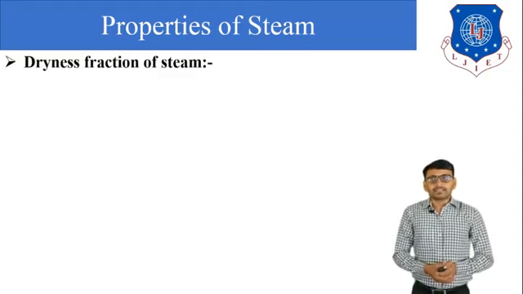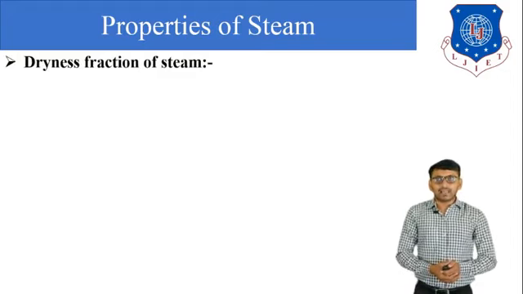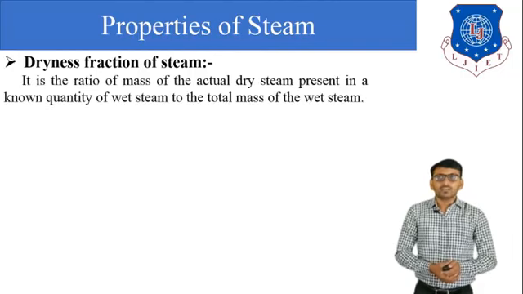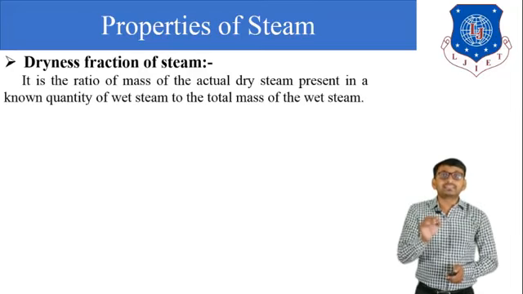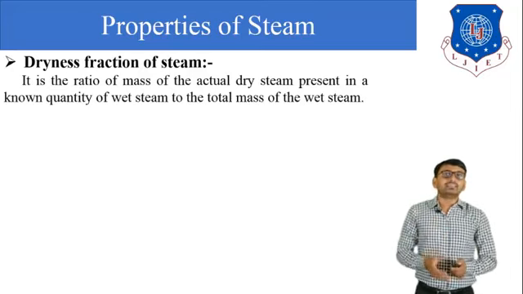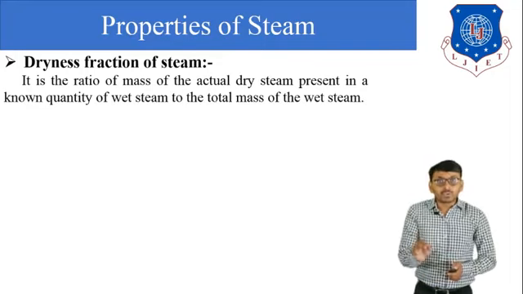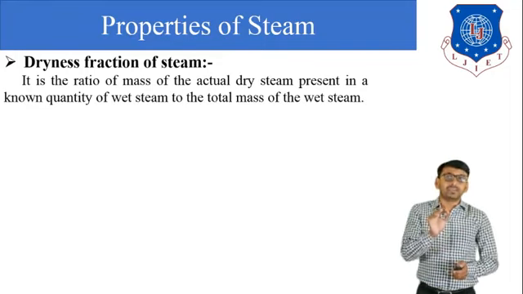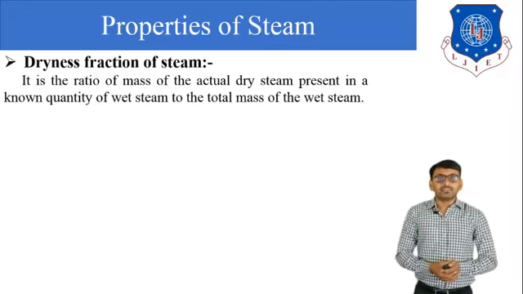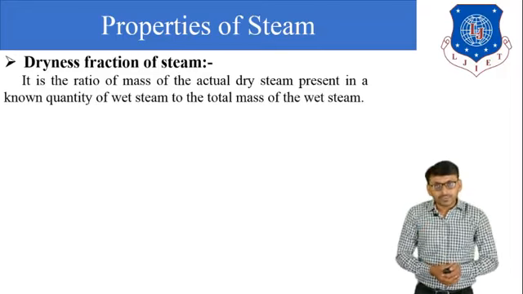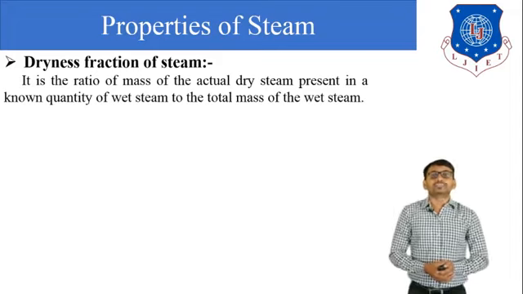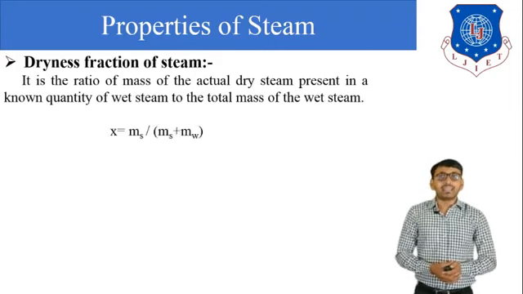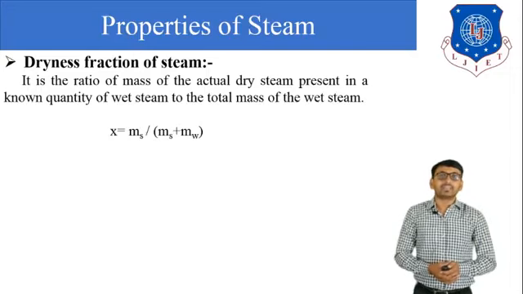Now we discuss two definitions. First, dryness fraction of steam. It is the ratio of the mass of dry steam present in the wet steam to the total mass of wet steam. It is denoted by X, and X is equal to Ms divided by Ms plus Mw.